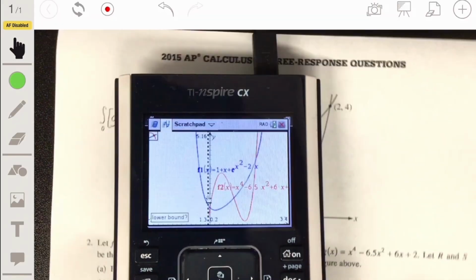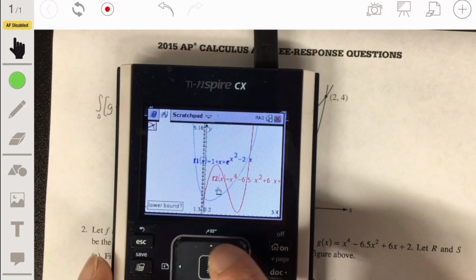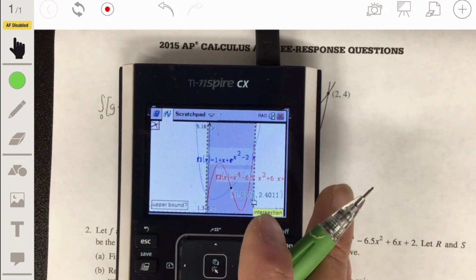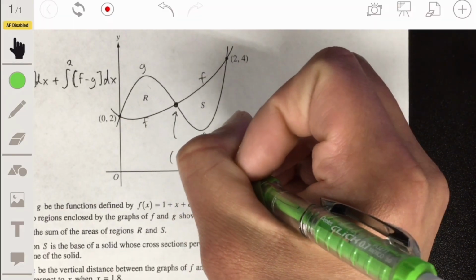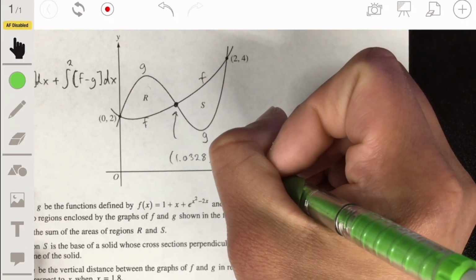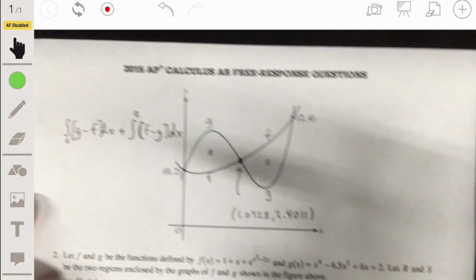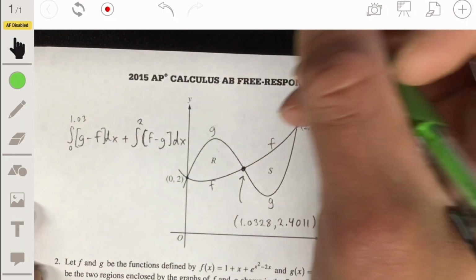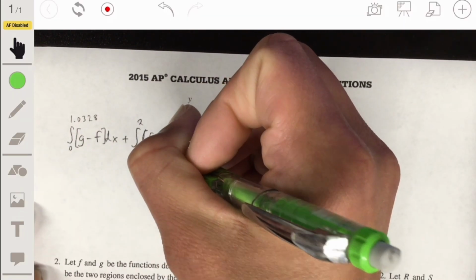So on the graphing calculator, you can find it by using this technology, lower bound. They intersect at 1.0328. So this point will be 1.0328 for x. And if you want to write y, it's 2.4011. So we would write this integral as the integral from 0 to 1.0328, and then here, 1.0328.